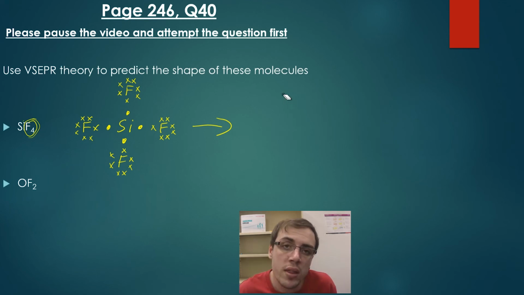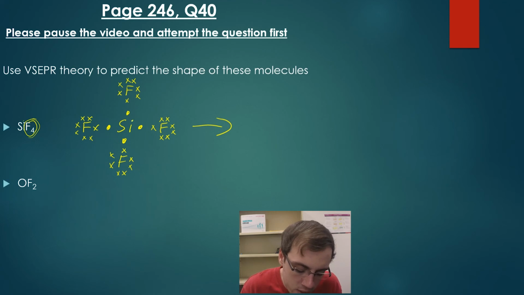The most important thing to be able to acknowledge and do is to see that we have silicon that is bound to 4 different substituents, and that there are no lone pairs. So that tells us that it is a tetrahedral.